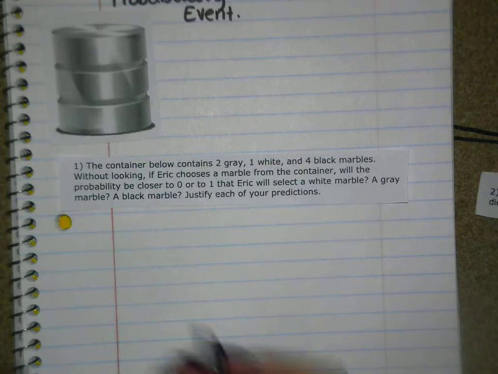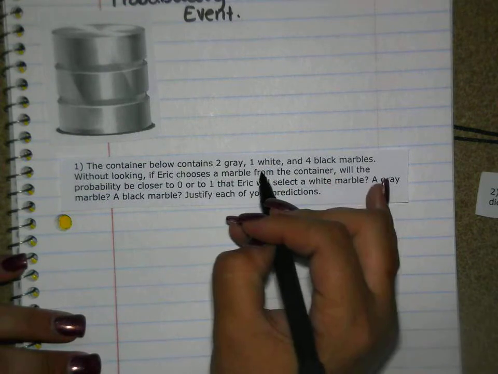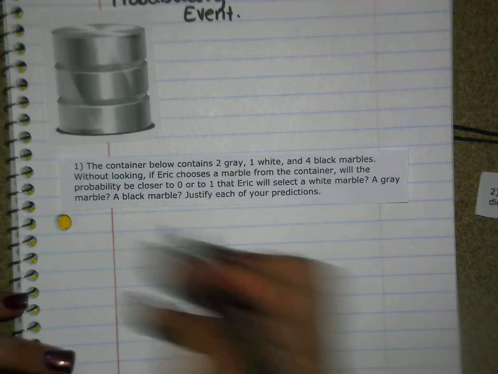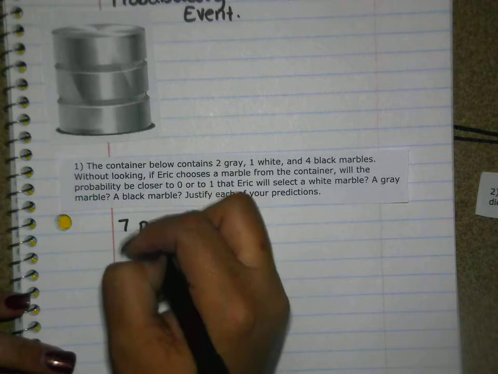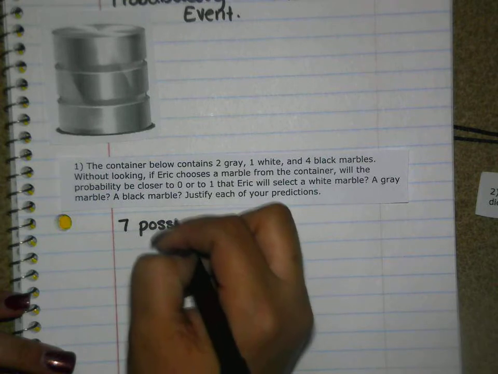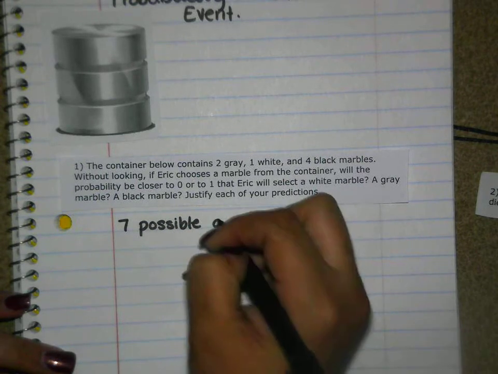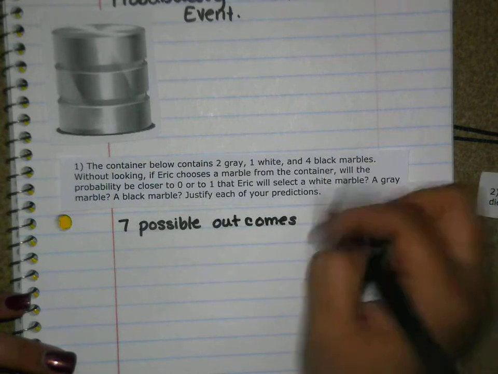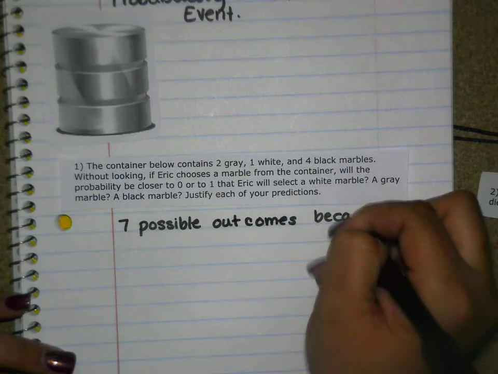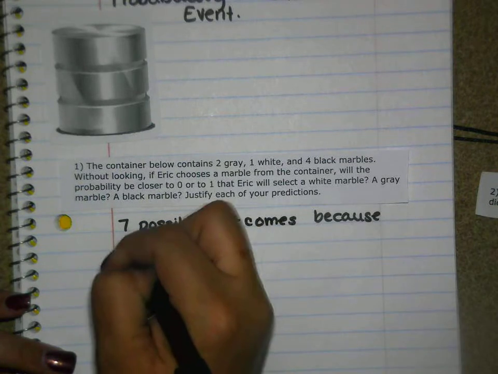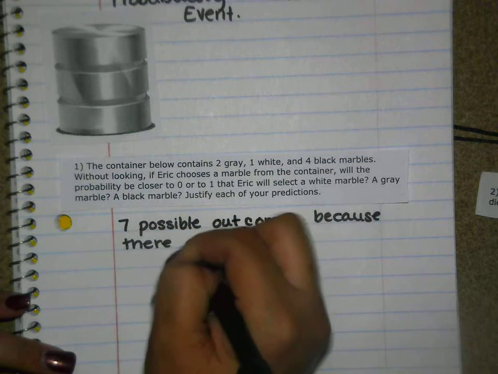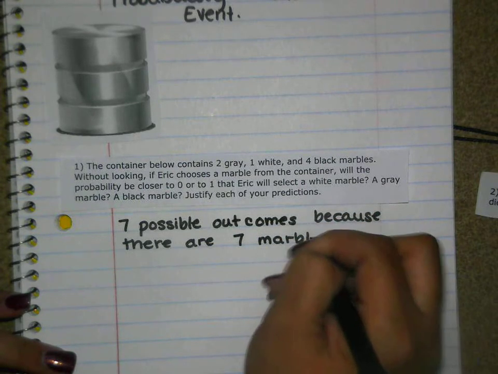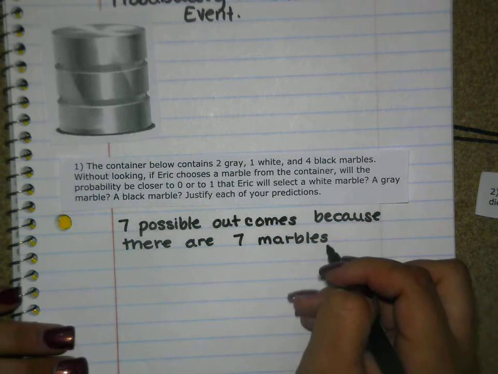Alright, so we know that he can get 2 grays, 1 white, and 4 black. So that's 4, 5, 6, 7. So there are 7 possible outcomes, right? We can only get 7 different things, 7 outcomes, because there are 7 marbles. Okay, so that's what I'm going to remember. I can't get any more than 7, or one of those 7 marbles, right?